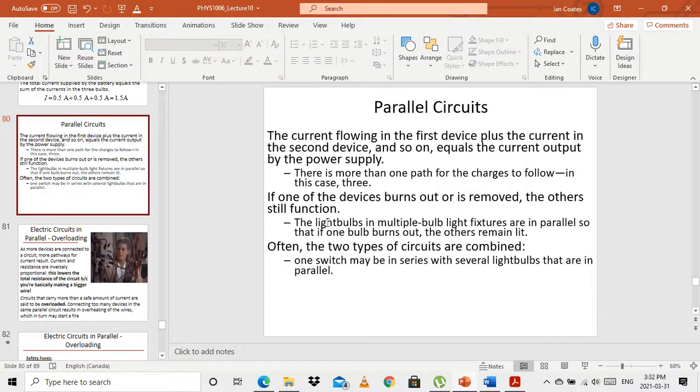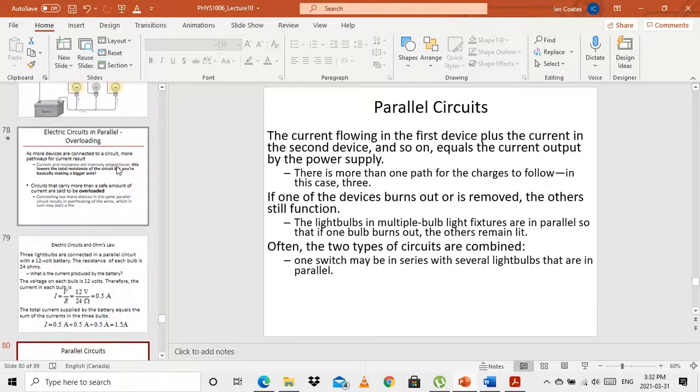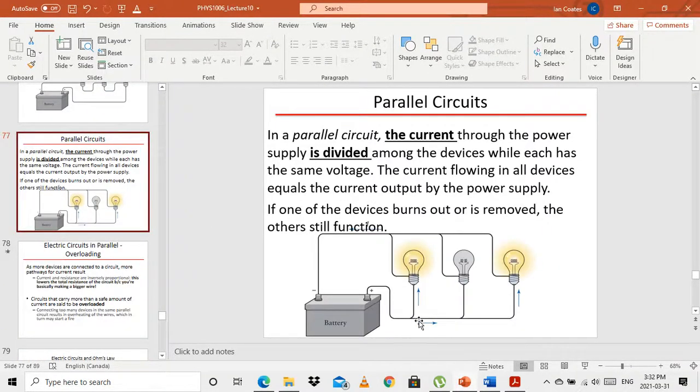The current flowing in the first device plus the current in the second and so on equals the current output by the power supply. Okay? And that kind of makes sense. The current here plus the current here plus the current here has got to equal the current going in and out.